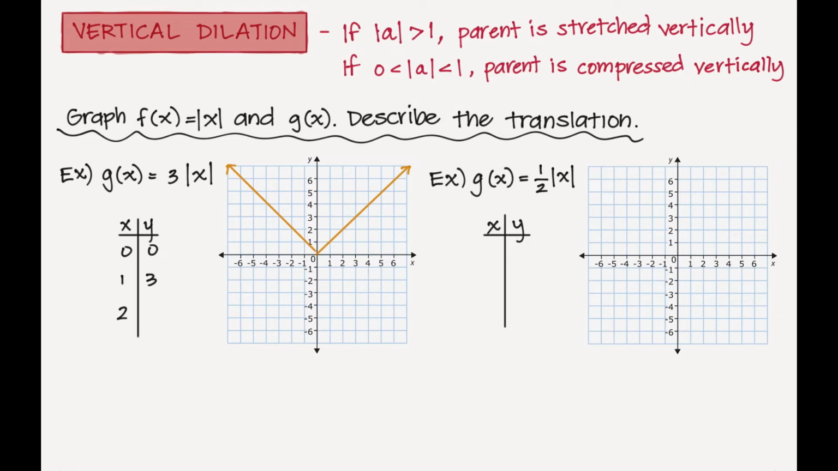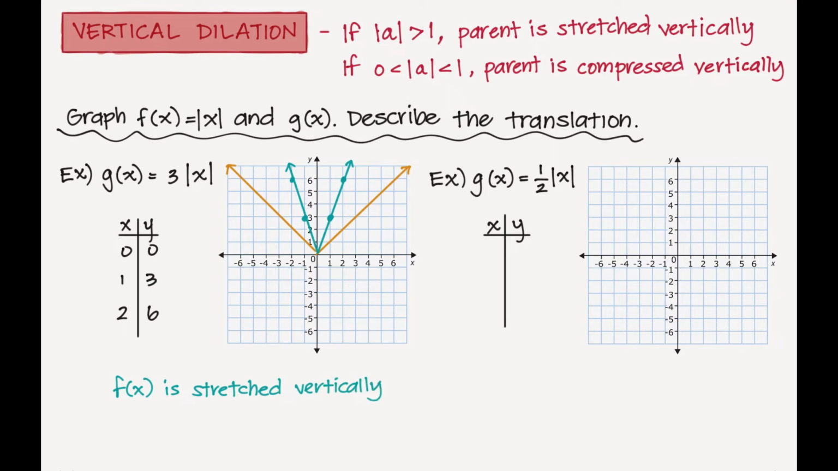3 times 0 is 0, 3 times 1 is 3, and 3 times 2 is 6. And now I can plot all 3 of those points, 0, 0, and then 1 up to 3, and then 2 up to 6. And I can also reflect those on the opposite side just to help me draw my line, and look at that. This definitely looks like it's being stretched vertically. I noticed that 3 on the outside was greater than 1, so that makes sense. So I could say that the parent function is stretched vertically.